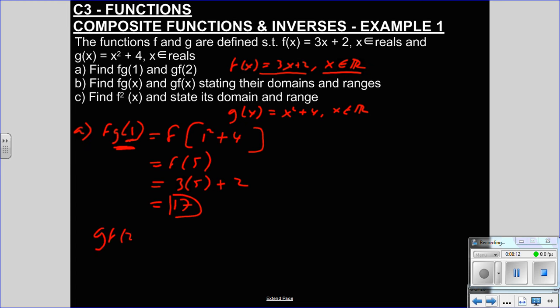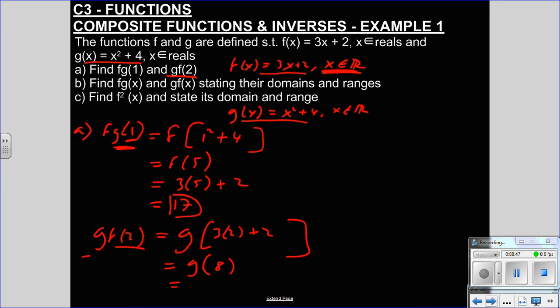gf of 2 then, so the next bit, let's try that again, working inside out. So leave the g on the outside, big square brackets, f of 2. 2 is a real number, so that's fine. 3 times 2 plus 2, so that's g of 6 plus 2, which is 8. And now I can go to my g, and g has domain all reals, and 8 is a real number, so that's fine. And I can put that in here. So 8 squared is 64, plus 4 is 68. And there we go.